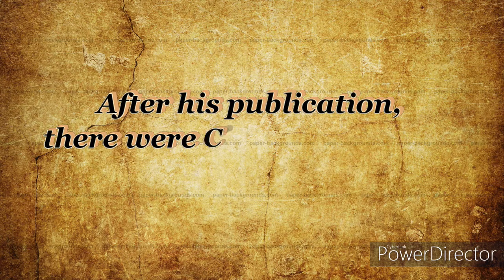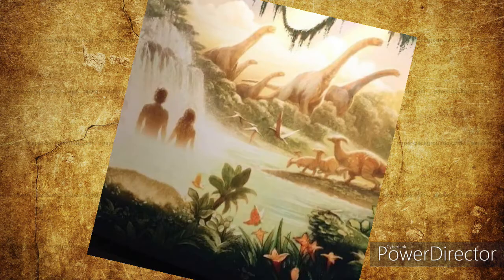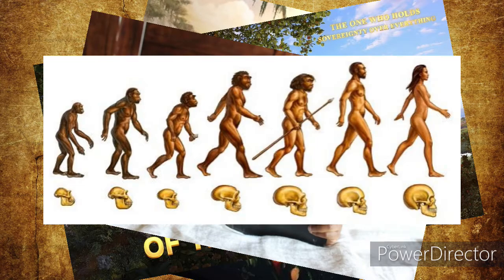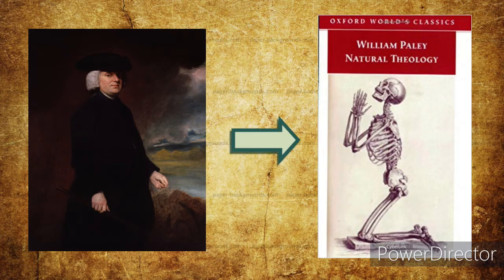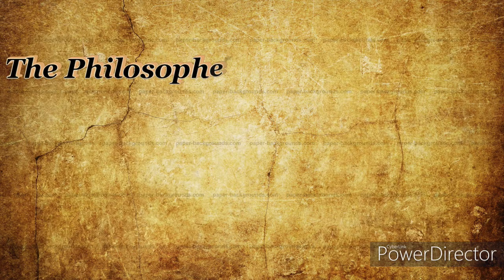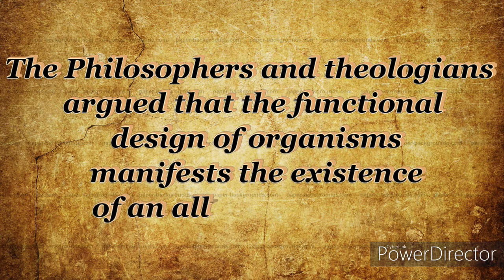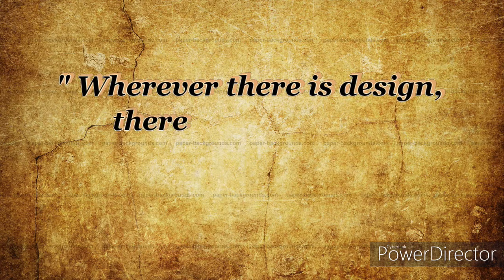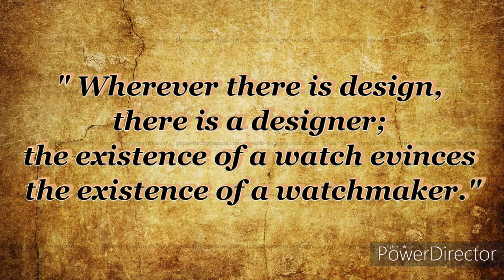After his publication, there were controversies surrounding the said theory. Naturally, English creationists and most Catholic Bible readers ferociously rejected the theory of evolution and found a theory that supports their claim, which was the natural theology by William Paley. The philosophers and theologians argued that the functional design of organisms manifests the existence of an all-wise creator. Whenever there is a design, there is a designer. The existence of a watch evidences the existence of a watchmaker.